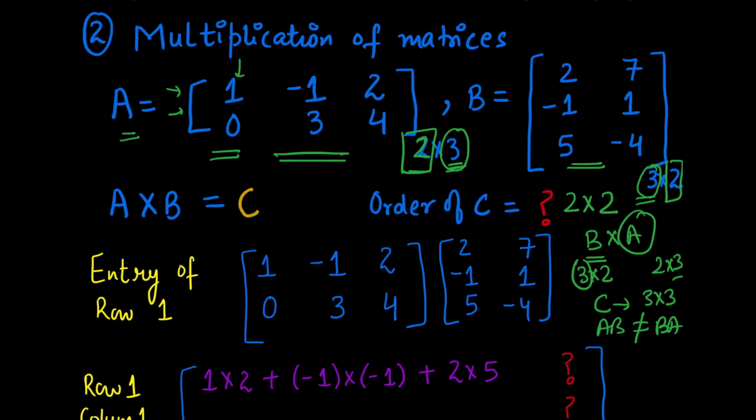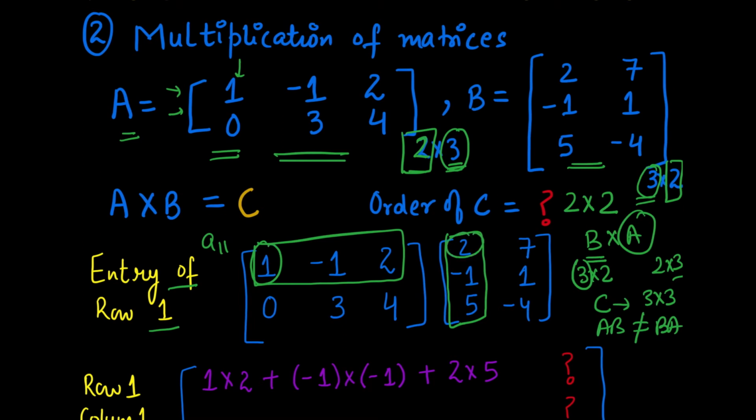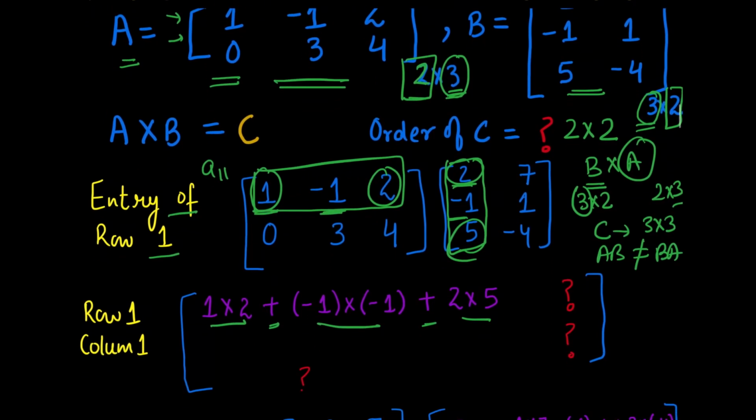So what is the rule is, let's begin with the entry of row 1 corresponding to A11. Now what you have to do is select the first row and first column in order to multiply. Each element of this row will multiply by each element of this column. So 1 will multiply by 2, plus minus 1 will multiply by minus 1, plus 2 will multiply by this 5. So what will you get?